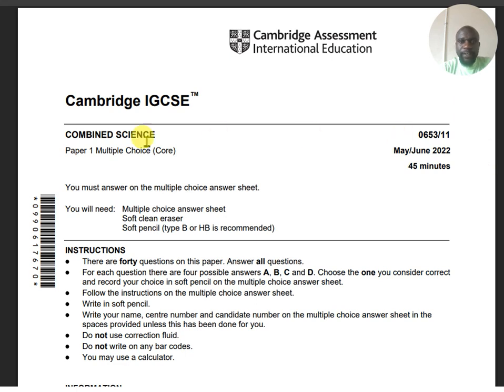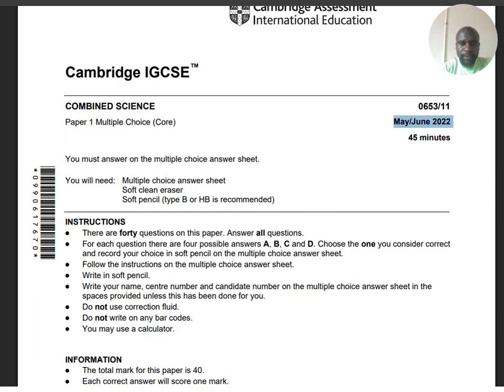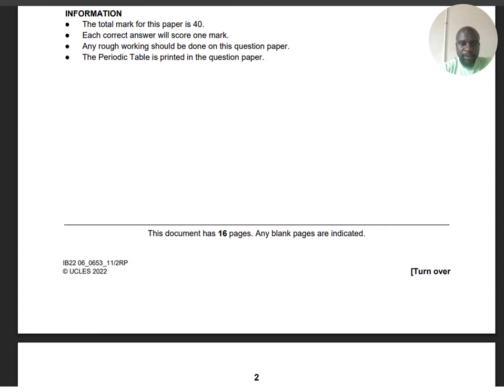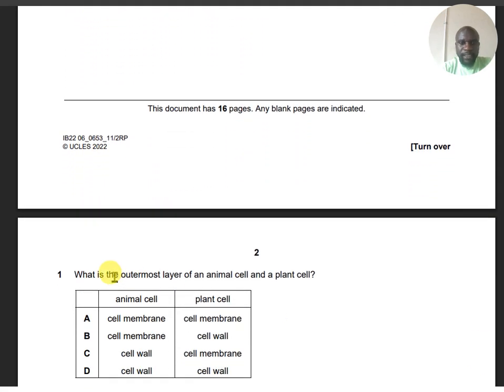Today we are covering Cambridge IGCSE Combined Science Paper 1 for May, June 2022. Right, so let us now move on to number one. Number one of the question says, what is the outermost layer of an animal cell and the plant cell? So take note here, we want the outermost layer of the animal cell and then the outermost of the plant cell. Let us check the answers.